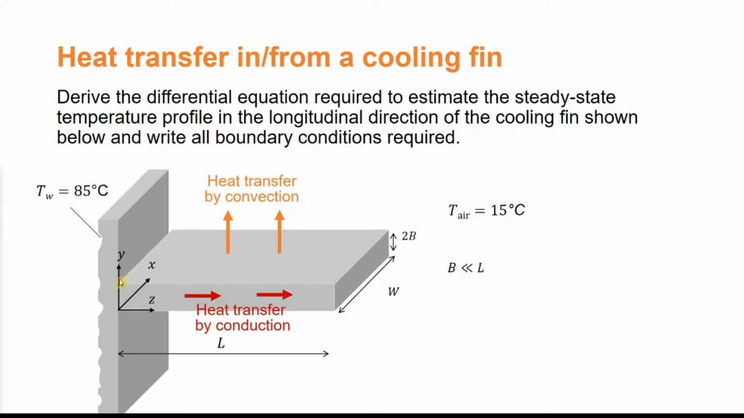Let's first consider a rectangular fin connected to a wall held at 85 degrees Celsius and surrounded by air at 15 degrees Celsius. The dimensions of the fin are shown here. The length is L, width is W, and the height is 2b. If you're wondering why there is a 2 here, it is because it makes the equation slightly simpler later on. Although it is not shown in the drawing, here we assume that b is much smaller than L.